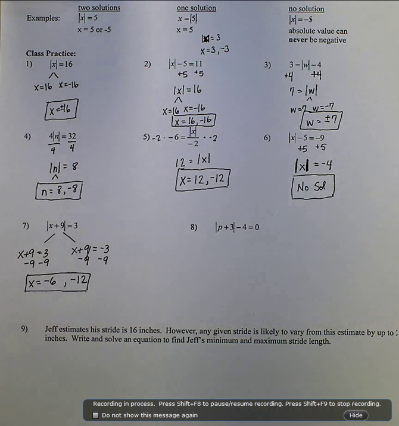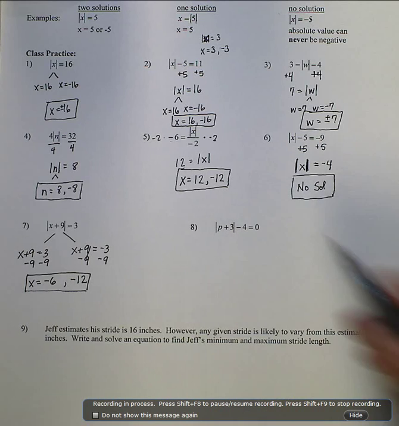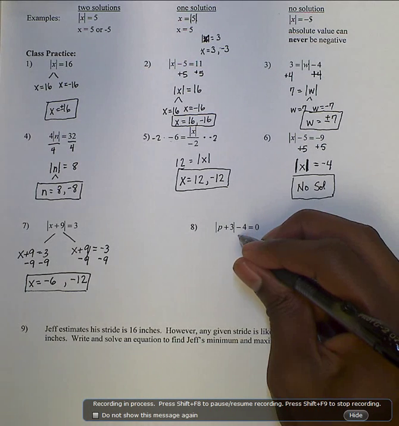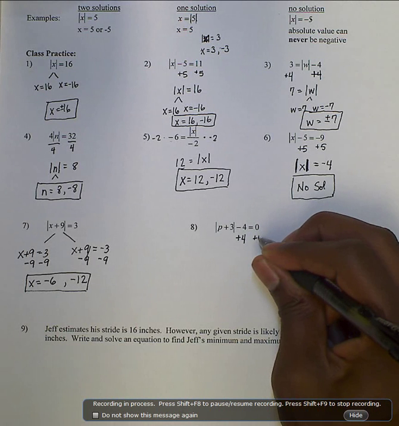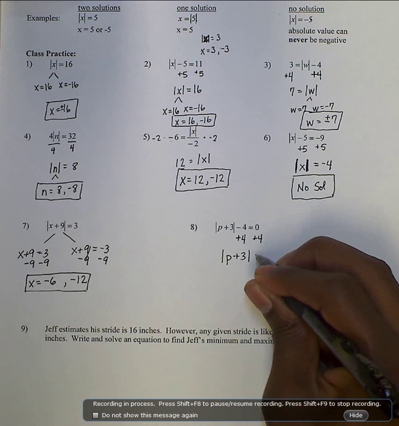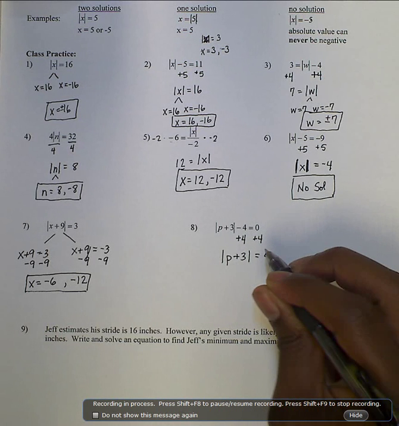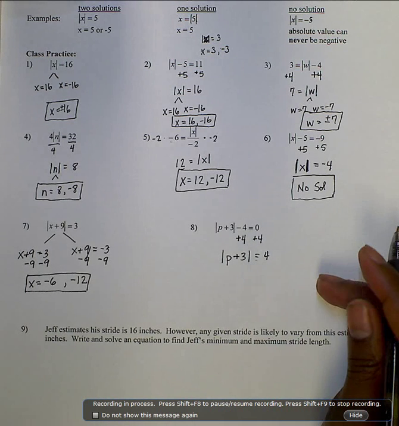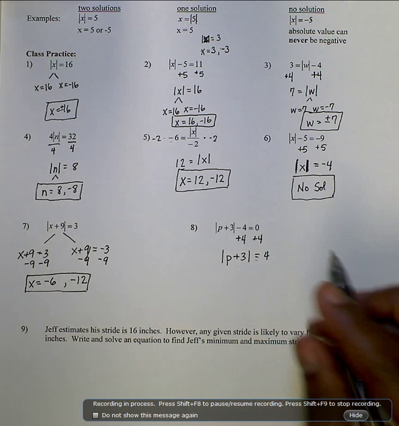Number 8, we have the absolute value of p plus 3 minus 4 equals 0. So our first step will be to get the absolute value bracket by itself. I'm going to add 4 to both sides. The absolute value of p plus 3 equals 4. Okay, so our absolute value comes out to be a positive number, so we can do that. So now we split it.